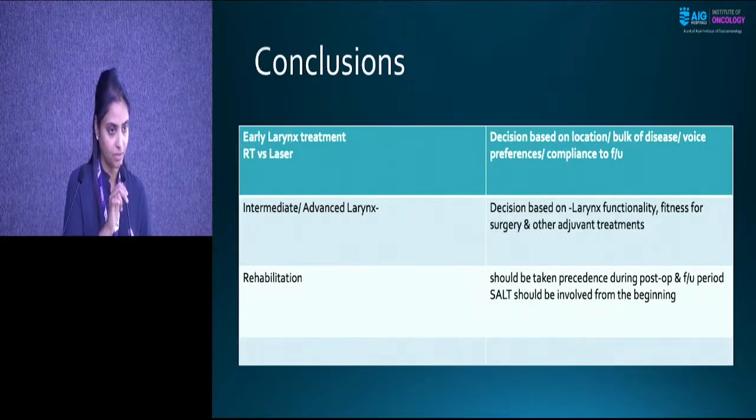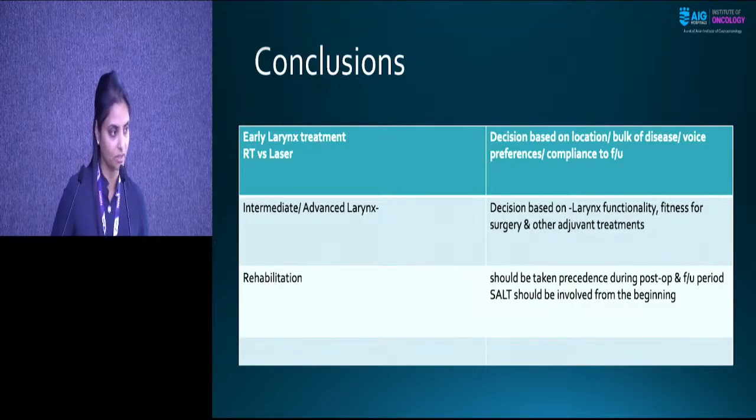Finally, we've come to the conclusion of the panel. For early larynx treatment, you need a quick insight as to which modality is better. The decision has to be made on the location, the bulk of the disease, your voice preferences, and compliance to follow-up. This is very important, especially as there are a few gray areas with respect to T3 larynxes.